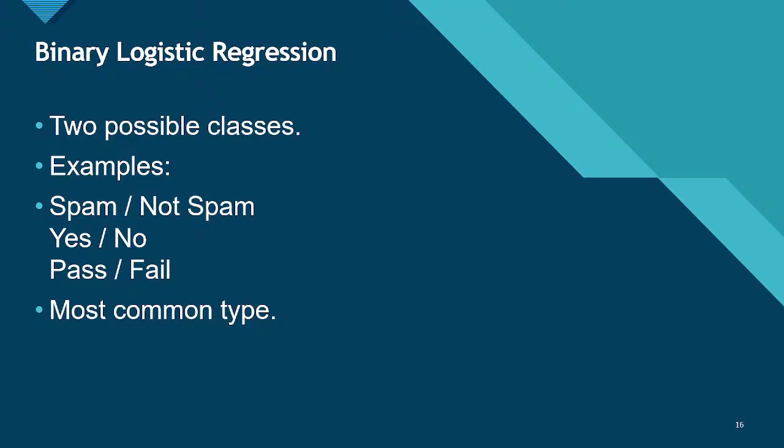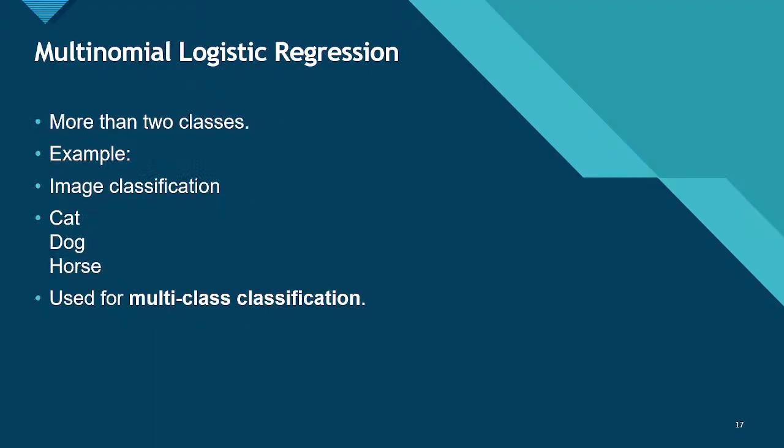Two possible classes, for example spam, not spam. There is spam, not spam, yes, no, pass, fail, the most common types. This is binary logistic regression. Then the next one is multiple logistic regression.